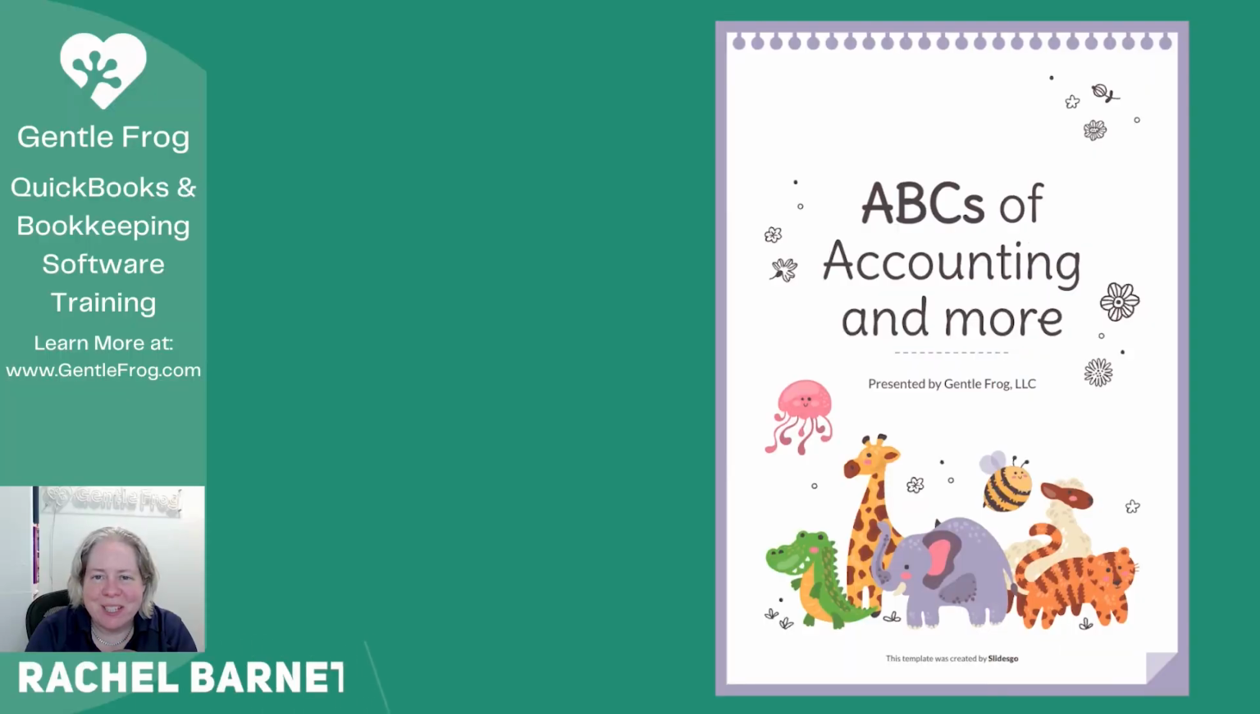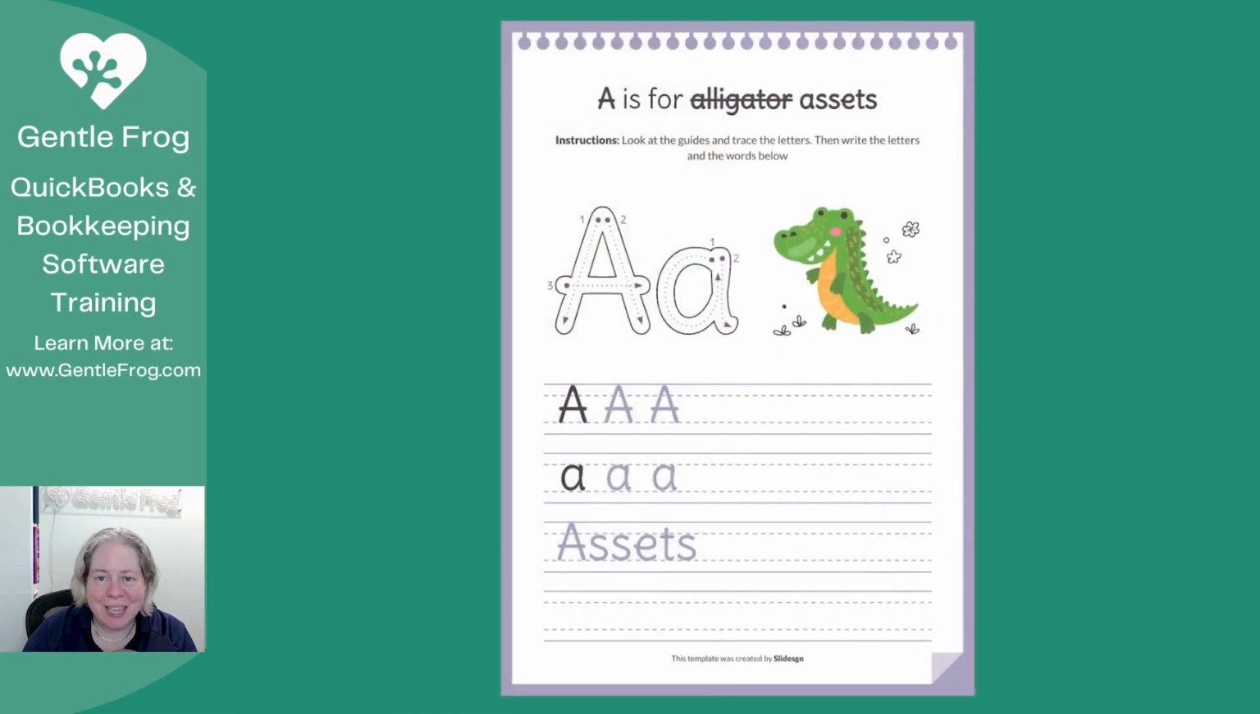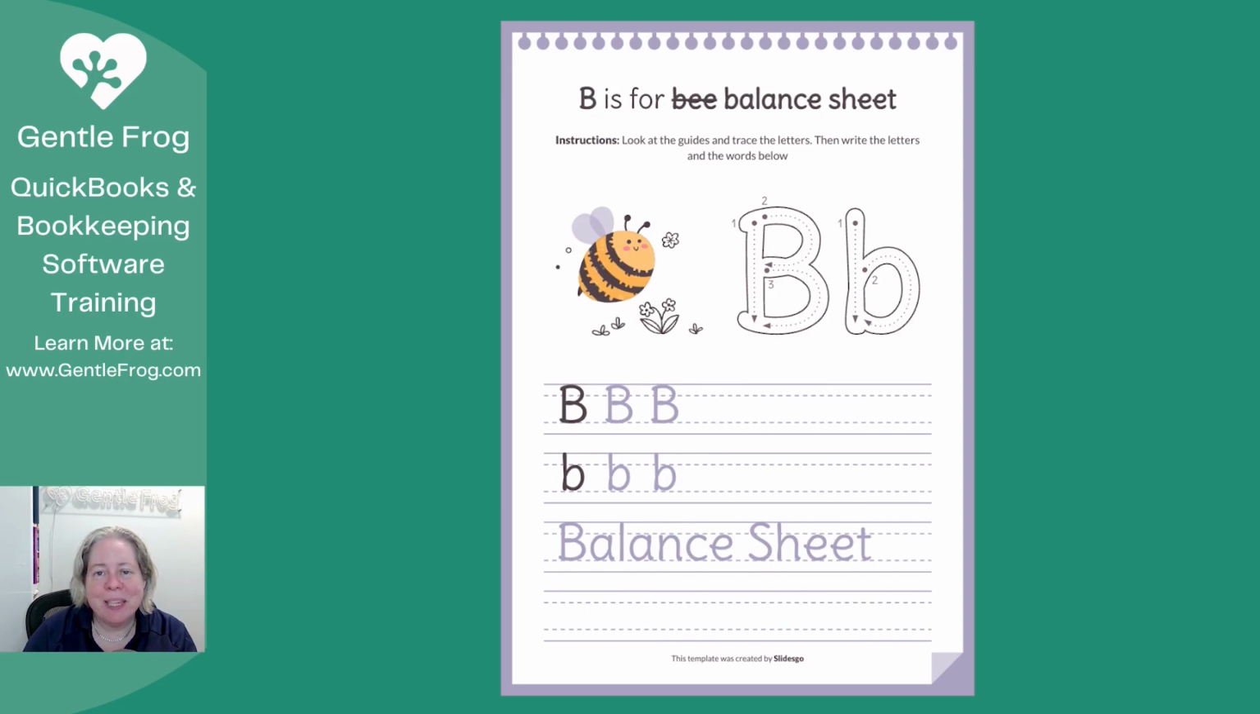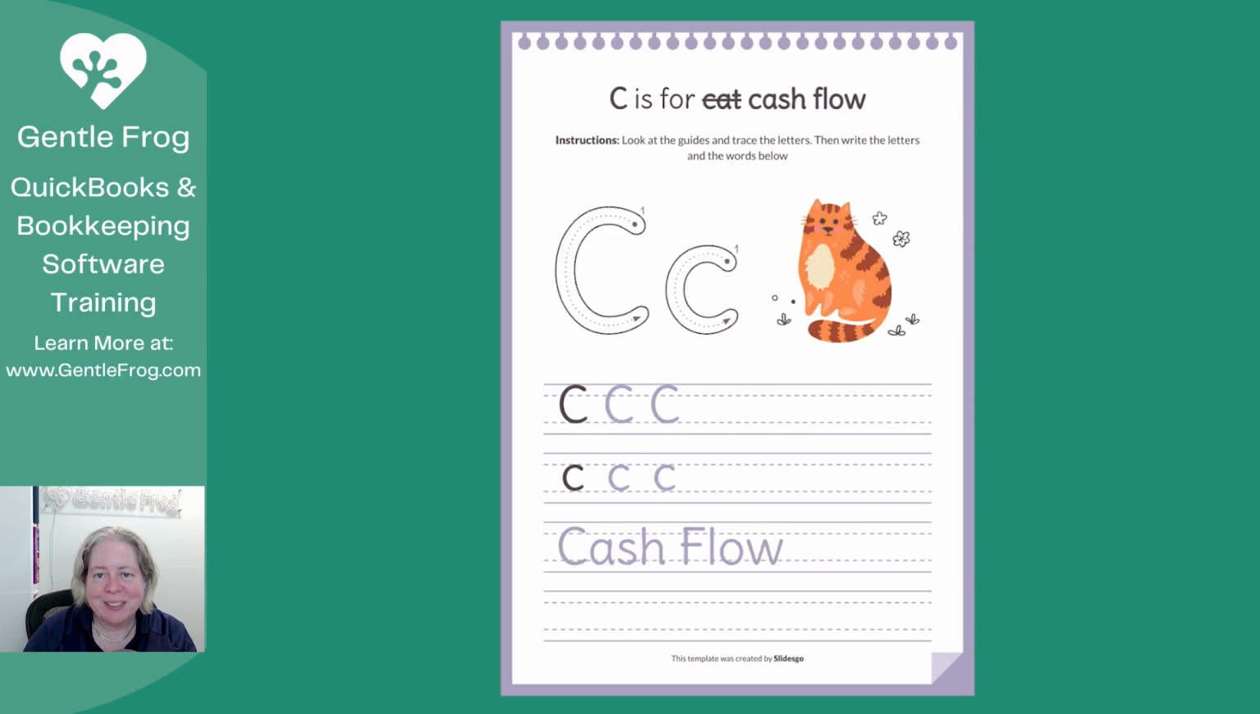Let's have some fun today and go over the ABCs of accounting. I got this slide off of SlidesGo. I think it's a lot of fun and I hope you enjoy it. A is for assets. Assets are what your business owns. B is for balance sheet. The balance sheet is the report that tells you what your business owns, what your business owes, and the equity you have within your business.